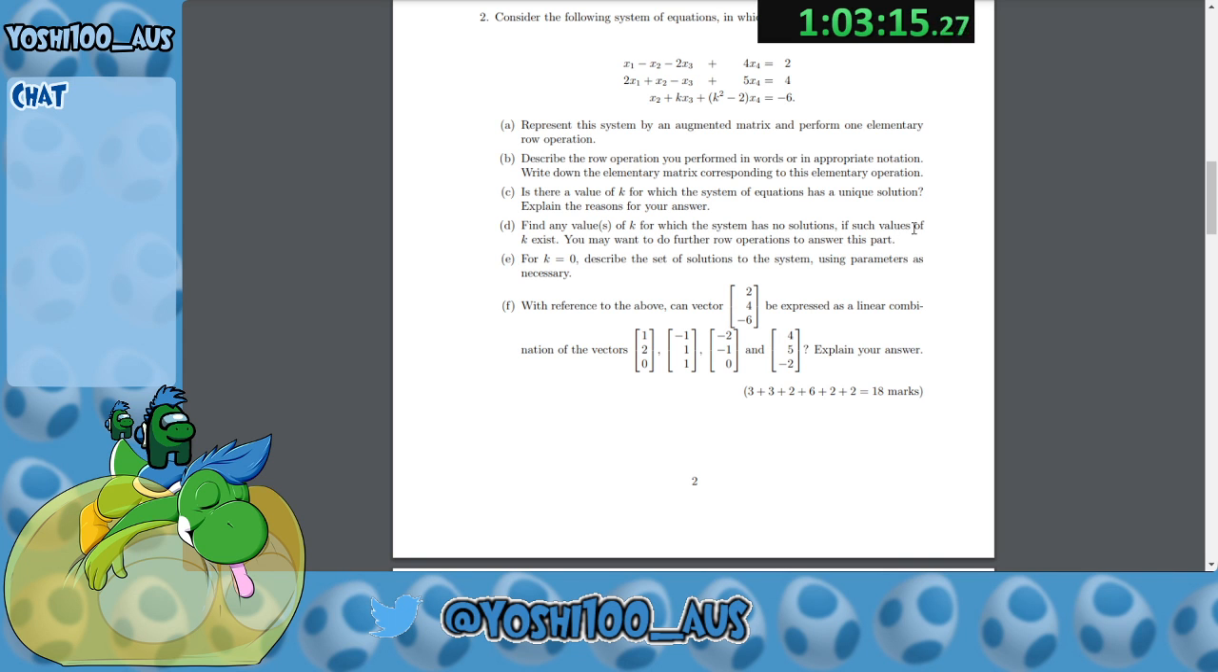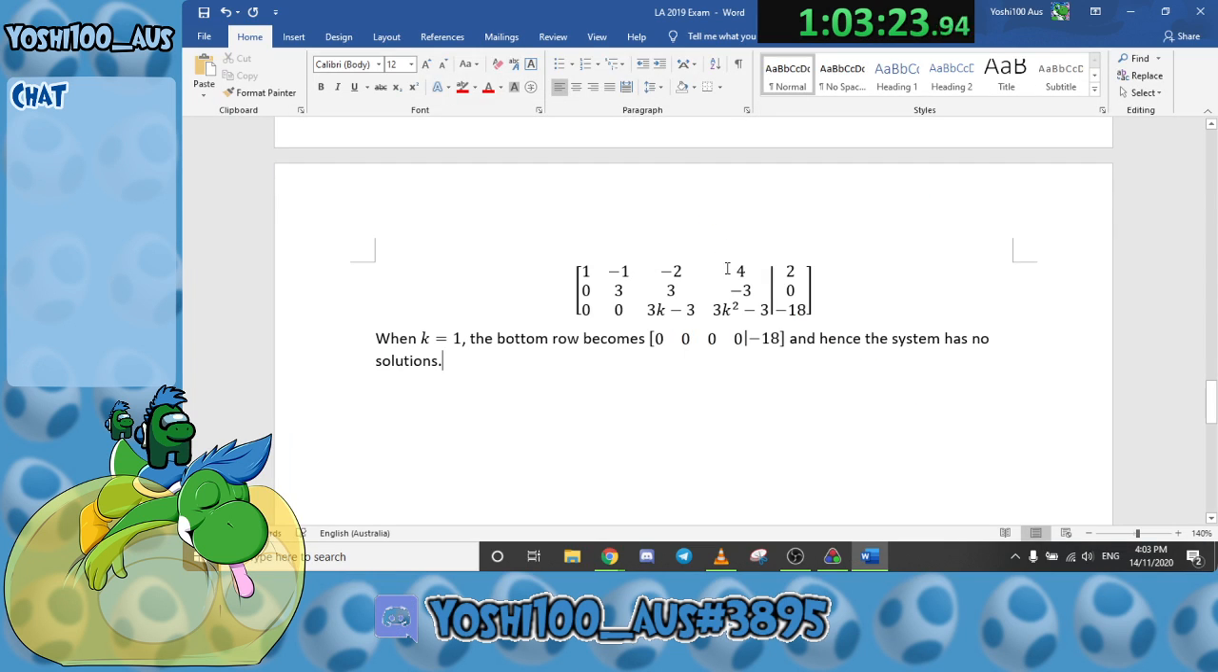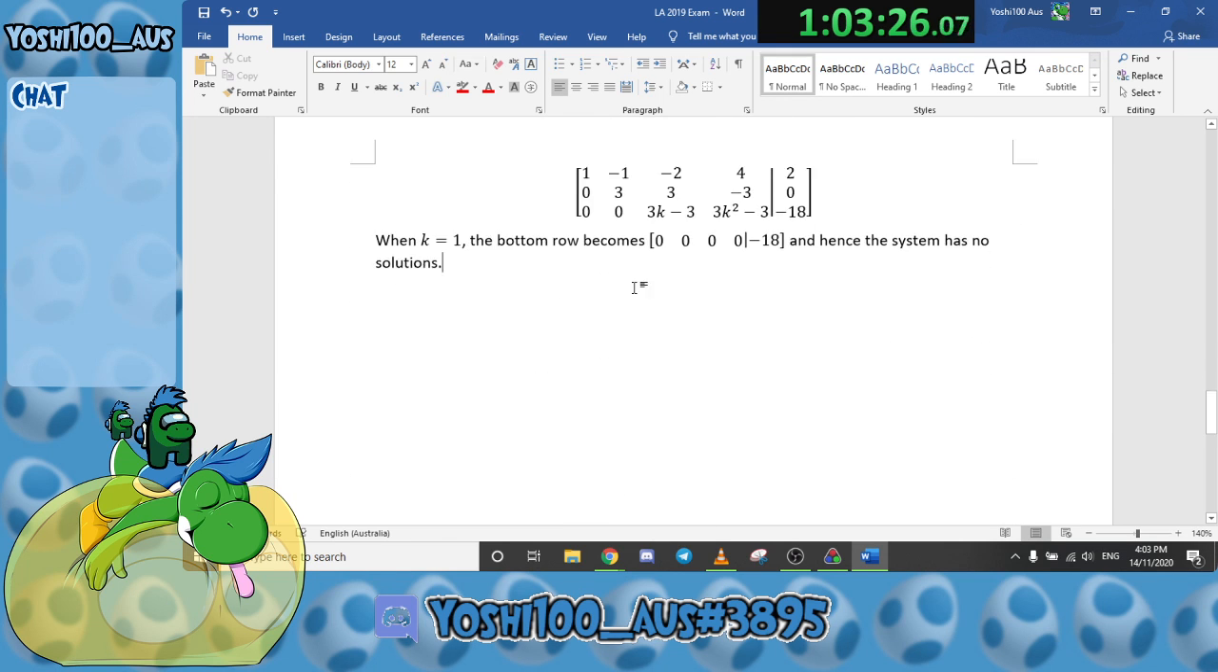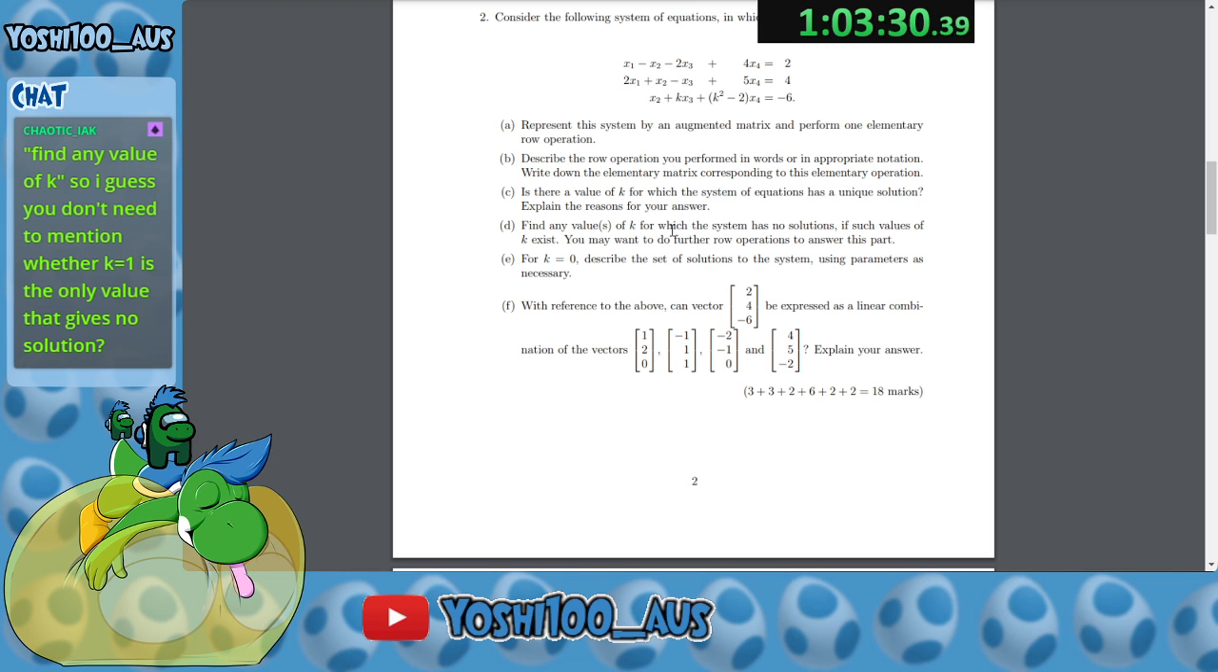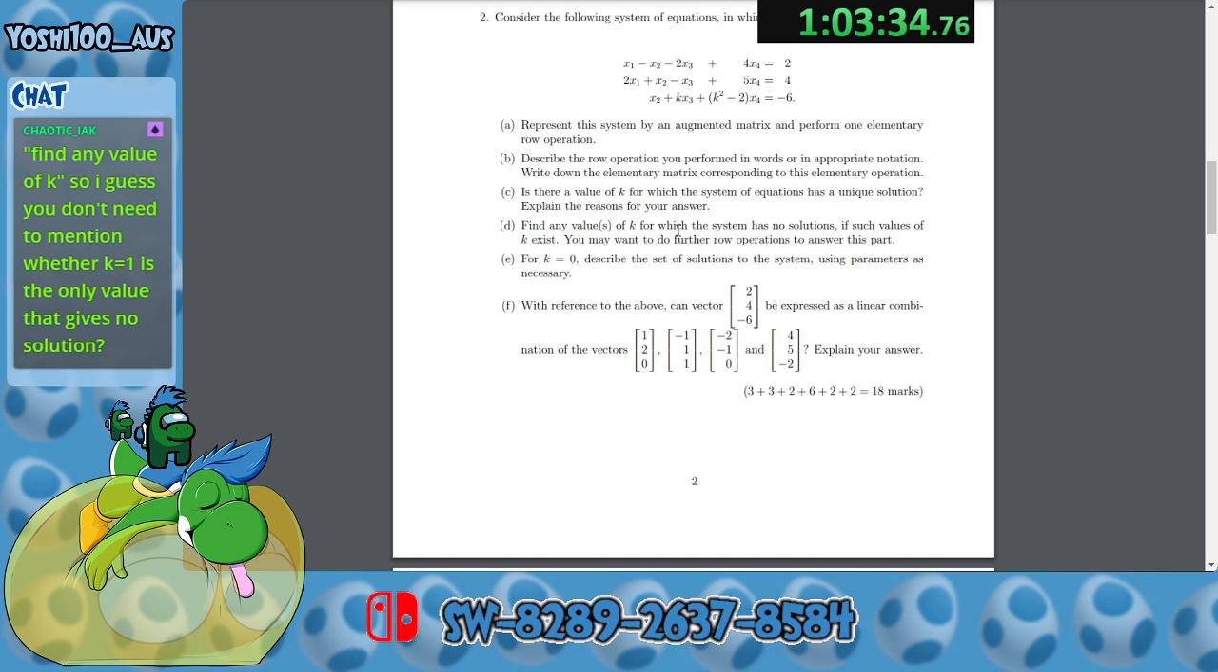Oh, no, I'm so lost. Wait, where do you explain? Oh, this is explain. Oh, sorry. No, there is no explain in this one. This one is just do the maths. Right, okay. That's why. Find any value of k. So I guess you don't need to mention whether k equals 1 is the only value that gives no solution.